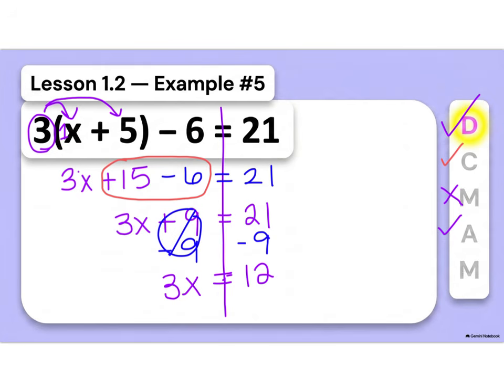And last is to divide by this coefficient I have in the front. So I'm going to divide off 3 on both sides. So x is 4.